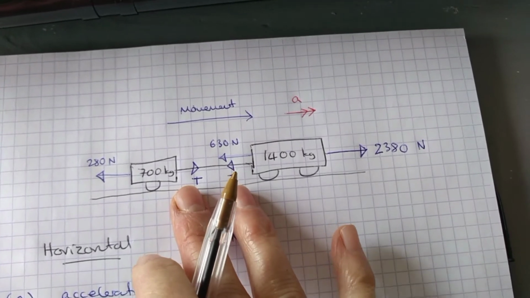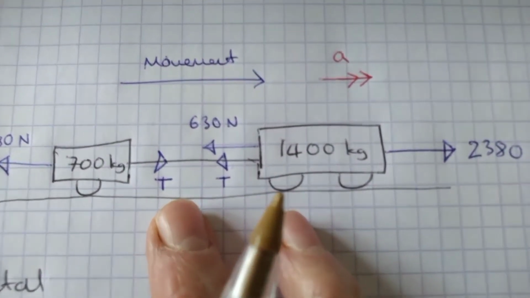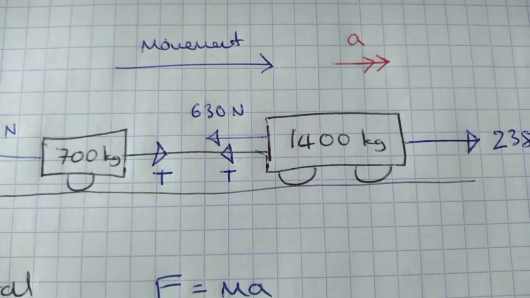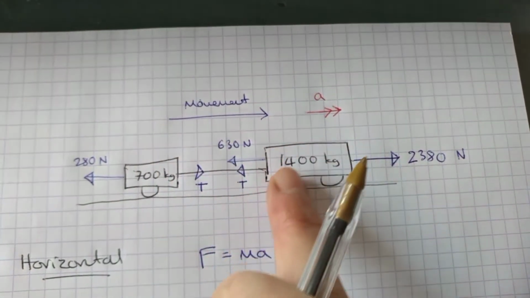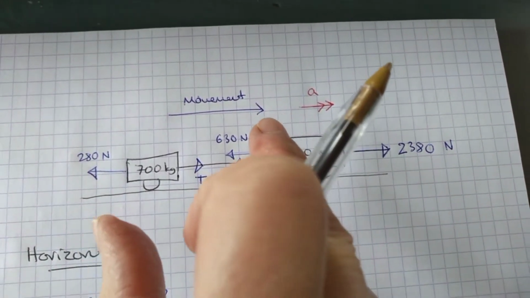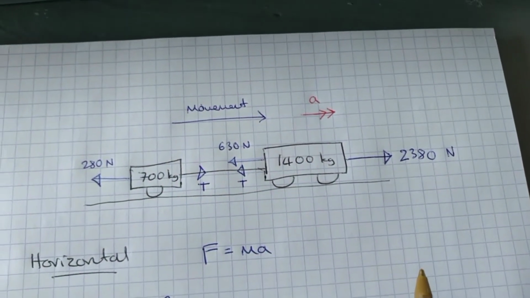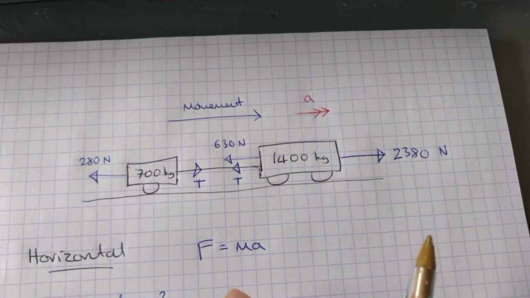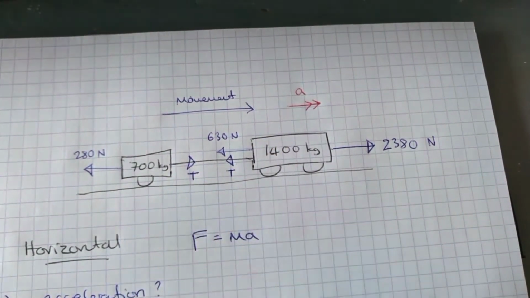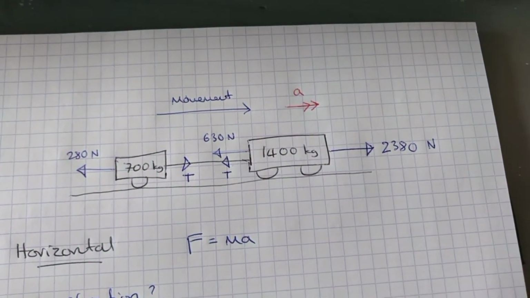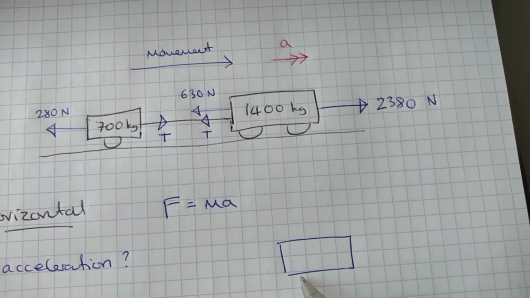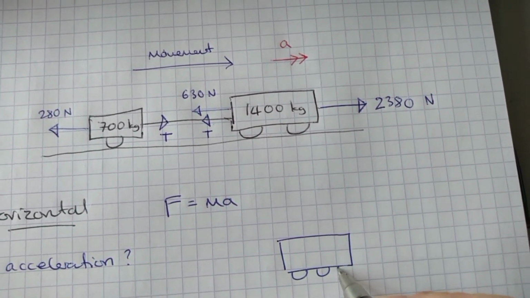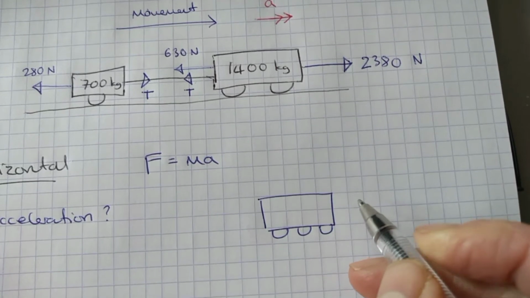So what that means is these T's in the middle, the tensions, cancel each other out. We don't need to worry about those. We can imagine that it's one rigid system, as if we'd attached the car and the trailer back to back, or front to back, and it was one unit. So you can always draw yourself a little separate diagram. If I stick the three wheels on it, you can get the idea of what I mean.